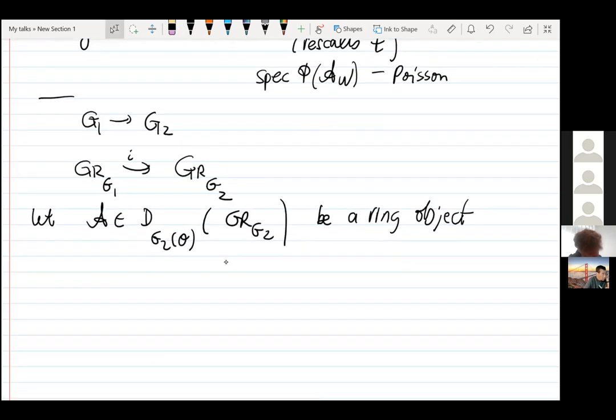Then we claim that if you take its pullback here, and formally we have to take the shriek pullback, but let me not go into this, then the shriek pullback is a ring object of the derived category of G1 of O. Thank you.